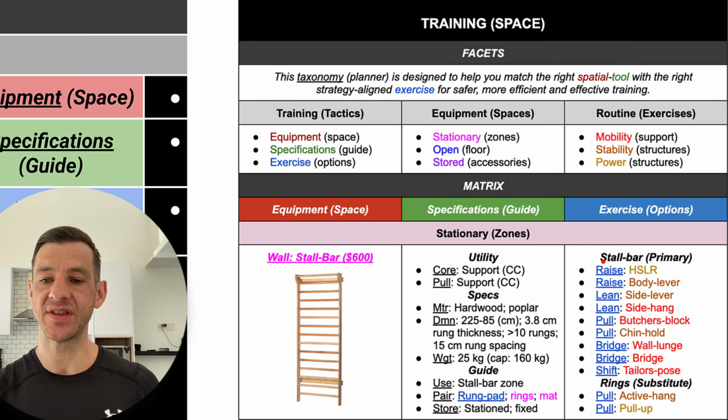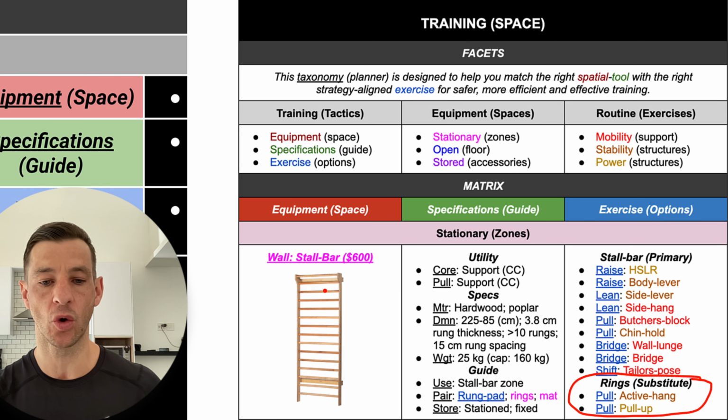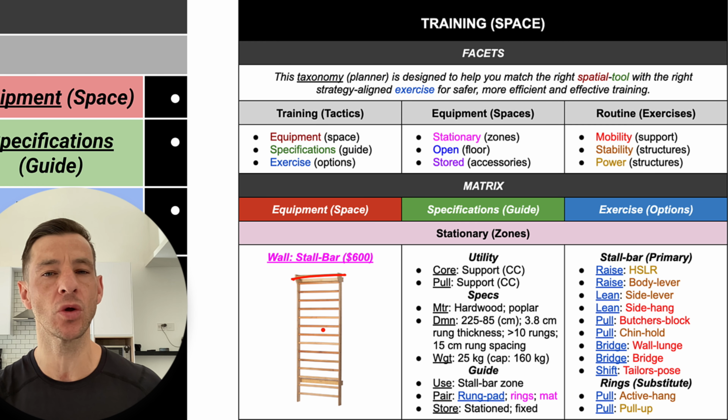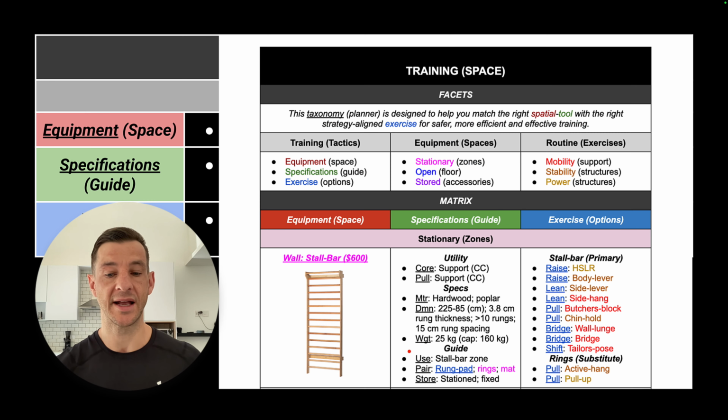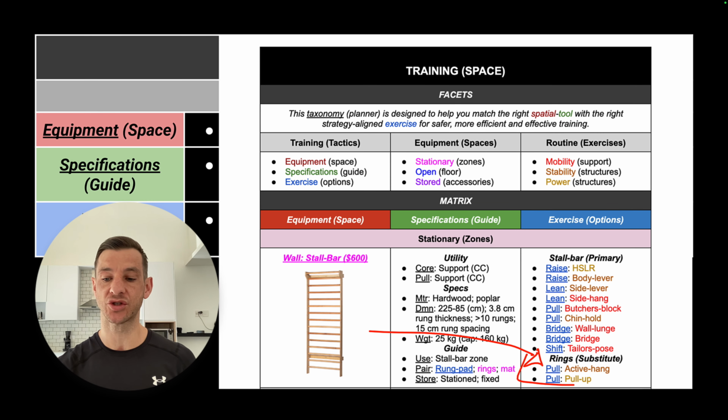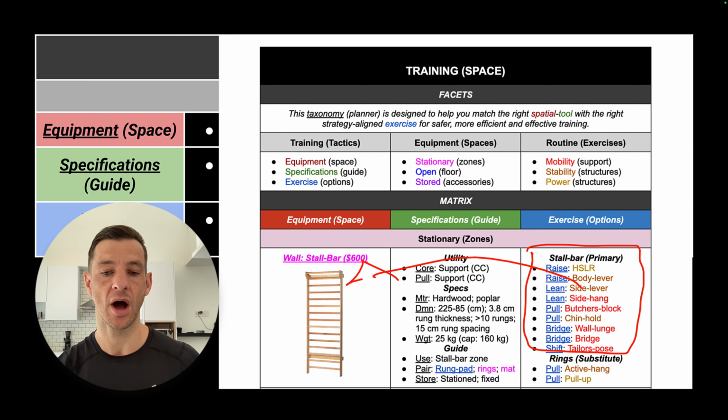And finally, if these exercises represent the primary use case, then the active hang and pull-ups would be the secondary or substitutional use case for the stall bars. Because even though you can do pull-ups on the stall bars, the best place to do pull-ups, in my opinion, will be on the rings. And so while we can do these exercises on the stall bar, these exercises represent the primary use case for our stall bars.